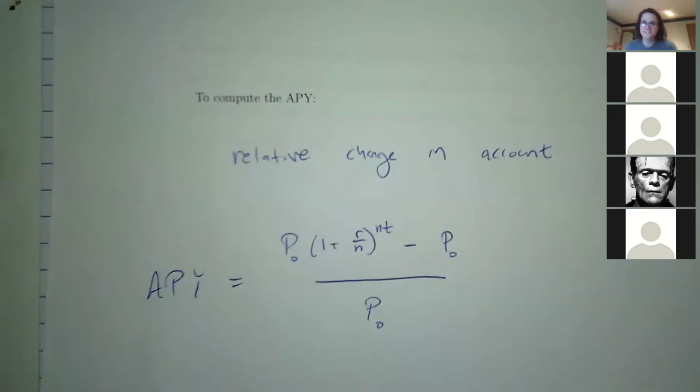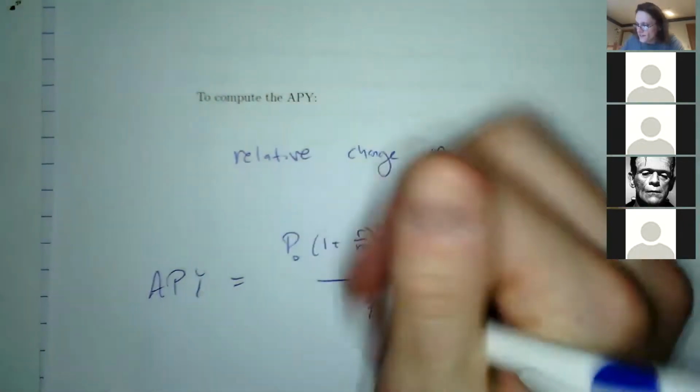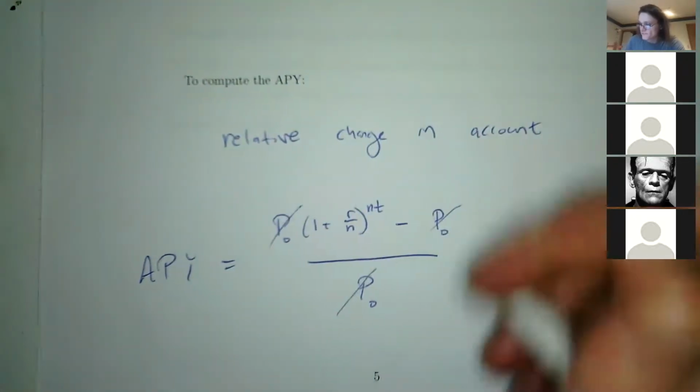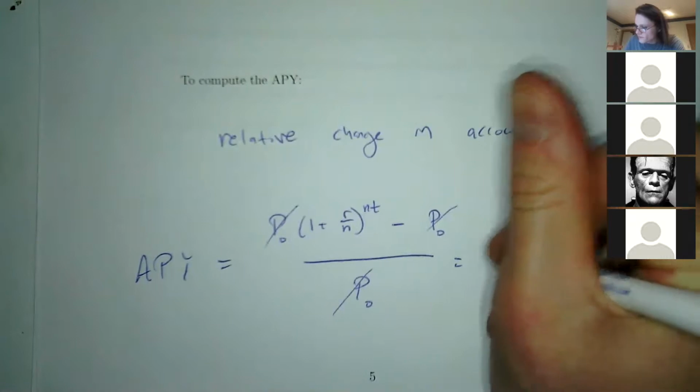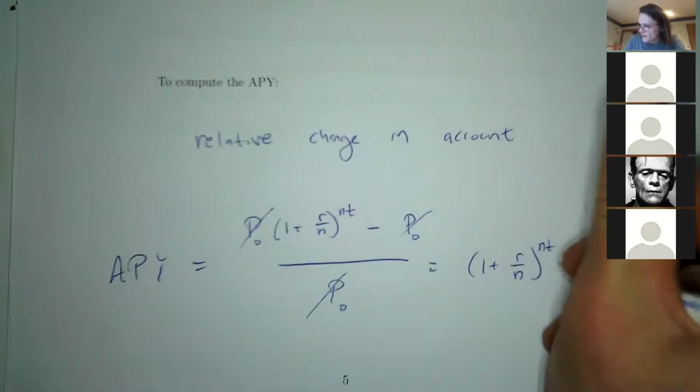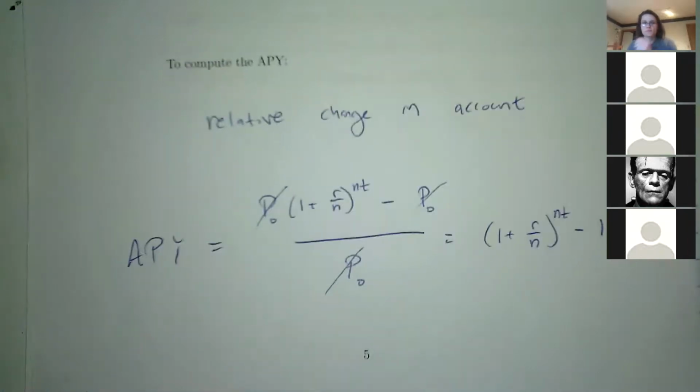And it looks really bad, right? But it can be simplified. Just, you can cancel all the P naughts everywhere. So that cancels, that cancels, that cancels. And so I just get (1 plus R over N) to the NT minus 1. All right. And so that's a formula you can use to compute the APY.